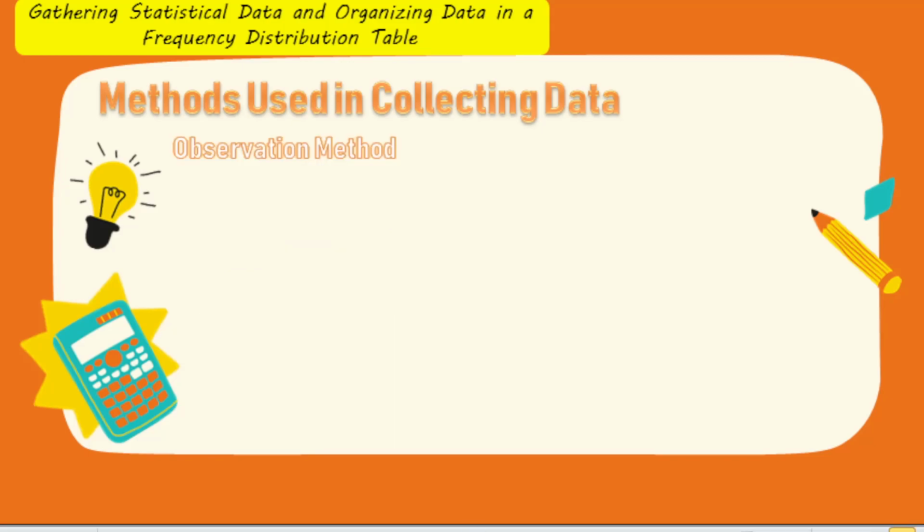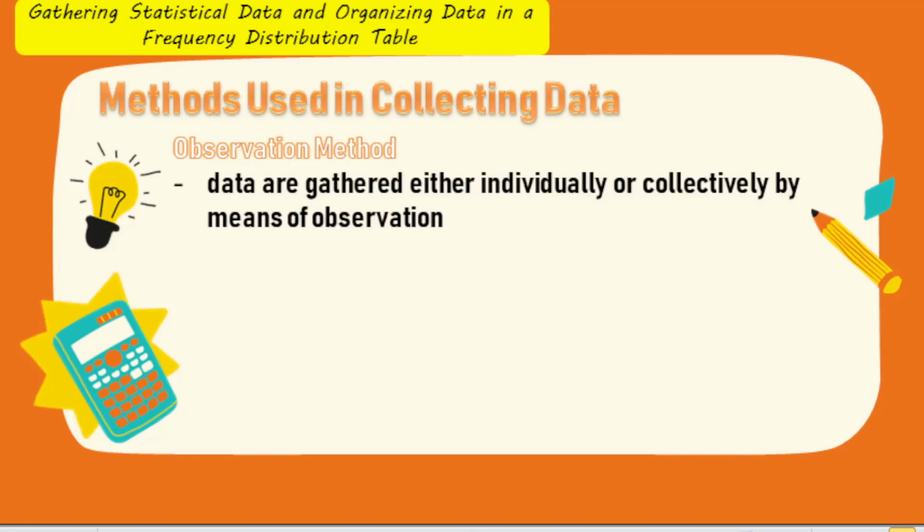Next, observation method. So, from the word observation, so nag-observe yan. So, data are gathered either individually or collectively by means of observation. So, meron tayong dalawa dyan, investigator and subject. So, pag sinabi nating investigator, so ito yung person who gathers the data. Siya yung nag-gather ng data. Tapos yung subject naman, ito naman yung person being observed. Okay, subject yan, being observed.